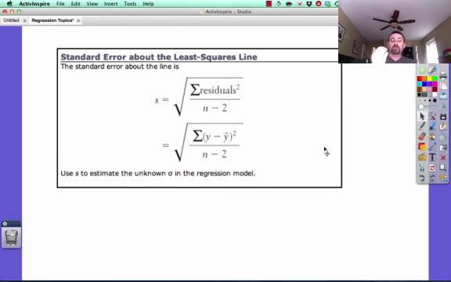This is one of those formulas on the formula sheet that I've said before is not one that you're going to be forced to use actively, but you do need to be aware of what it is. So that's s. That's the variability around the line.